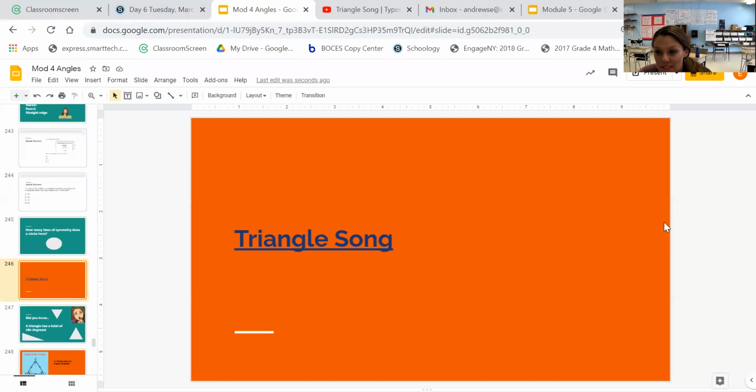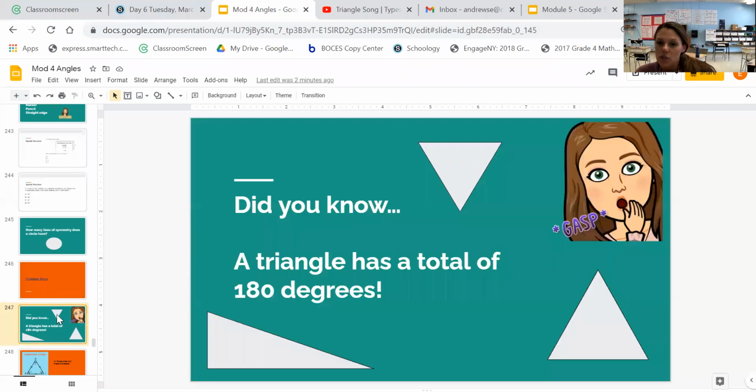Hopefully you just loved that song. It talks about the different triangles we're going to focus on today. We had the equilateral, isosceles, and scalene triangle. And then we talked about the angles a little bit: right, obtuse, and acute angles.